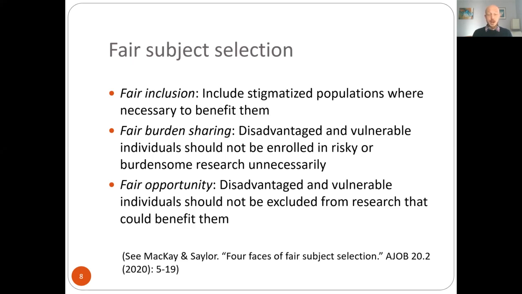In addition to including stigmatized groups to make sure we gather knowledge to benefit them, there are two further aspects of fair subject selection: fair burden sharing and fair opportunity. So fair burden sharing says disadvantaged and vulnerable individuals should not be enrolled in risky or burdensome research unnecessarily. And fair opportunity is the flip side of that. Disadvantaged and vulnerable individuals should not be excluded from research that could benefit them.